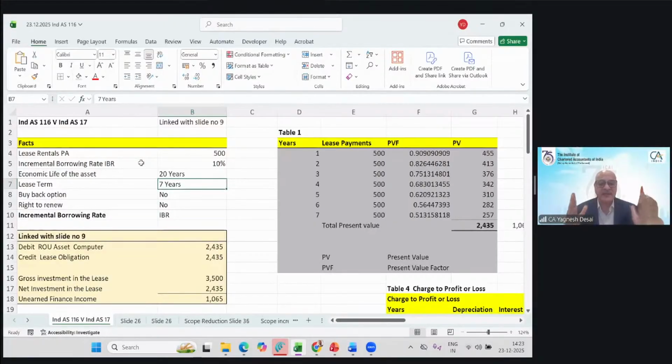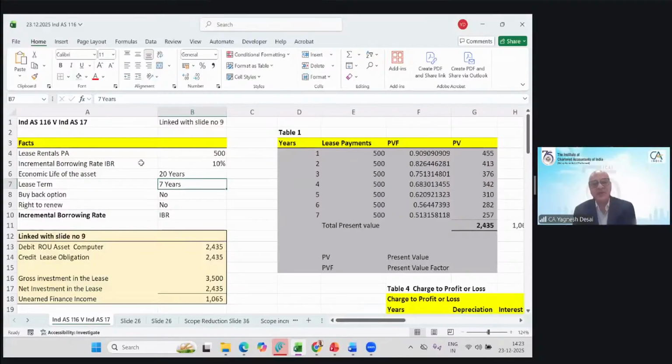So virtually for these 7 years, it is his asset. But to differentiate between the other asset and this asset under Ind AS 116, the standard setters have smartly used the nomenclature right of use asset. Mind you, my dear friends, a right to use asset is not an intangible asset.